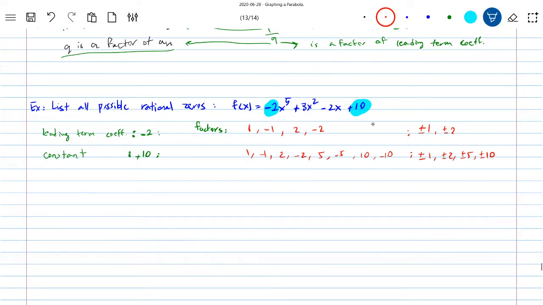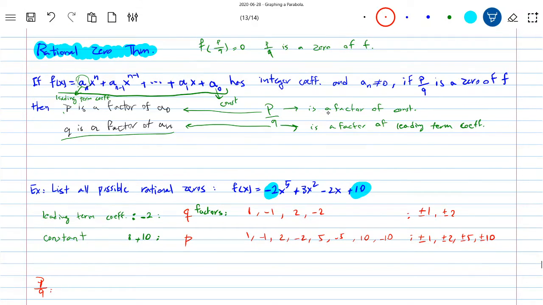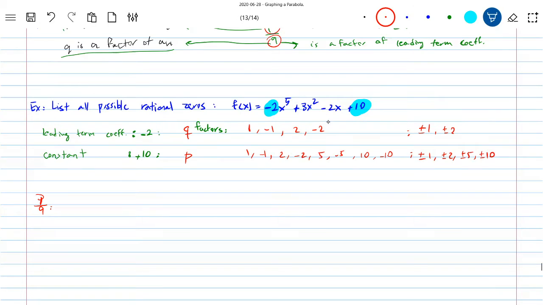So what do we say? If there is a solution p over q, p should come from the factors of the constant, and q must come from the factors of a_n, the leading term coefficient. So what are all those possibilities? I'm going to fix one. For example, you can fix q. Q should be either plus or minus 1.